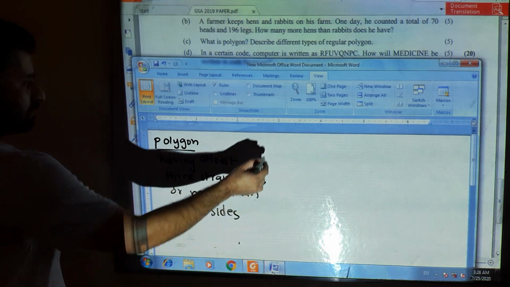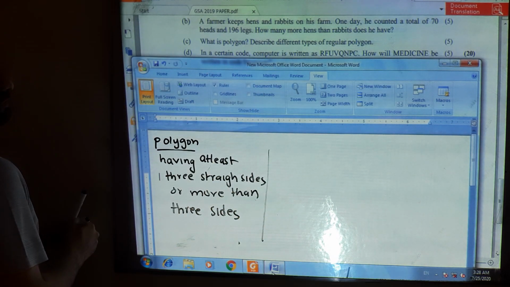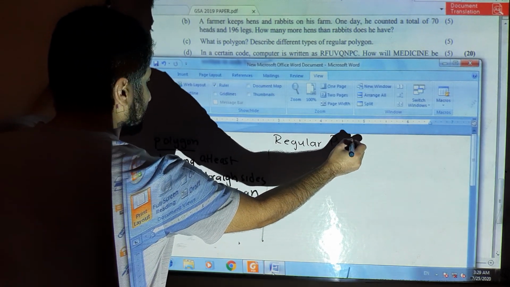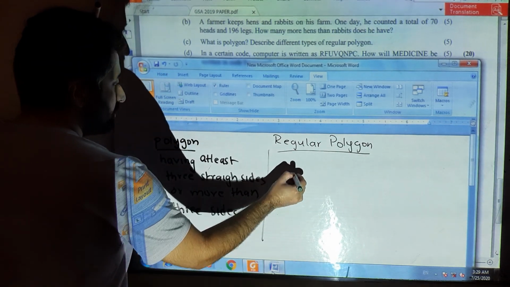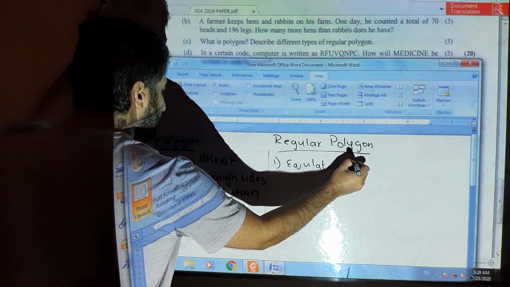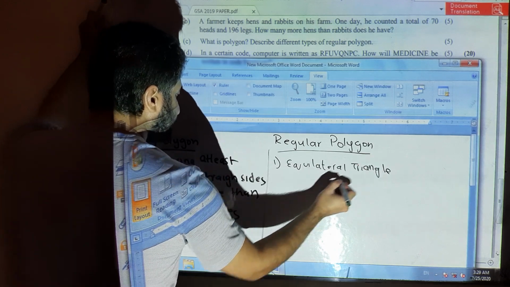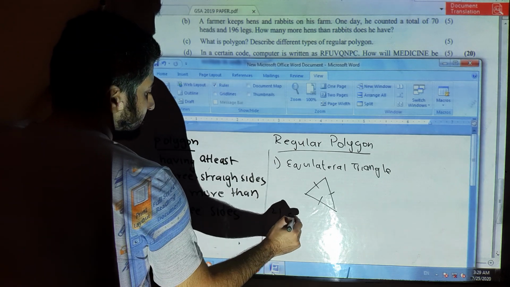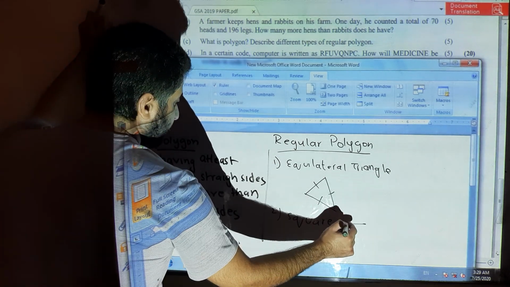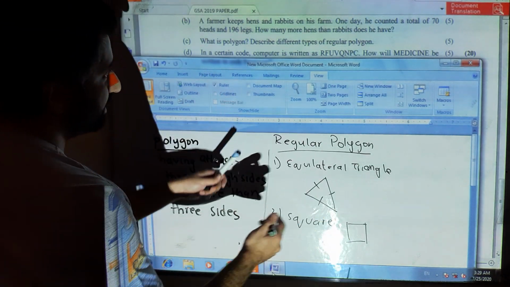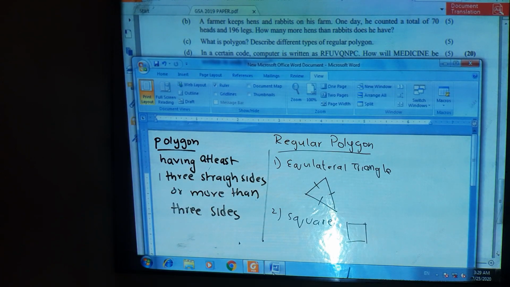Like a triangle. They have asked you to mention regular polygons here, so let me explain the concept. A regular polygon is a polygon where all sides are equal. One example is an equilateral triangle, having all sides the same. Next, a square, all sides are the same. Then a regular pentagon, a regular hexagon, where all sides are the same. Those are examples of regular polygons, and this is the definition of a polygon.